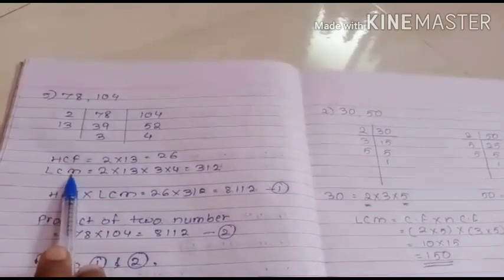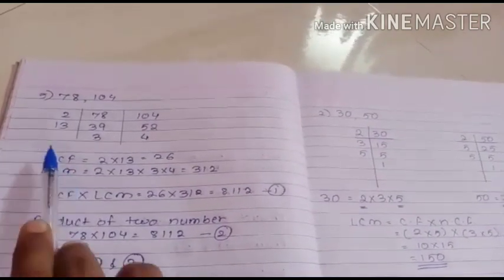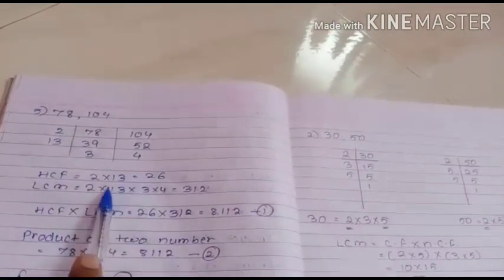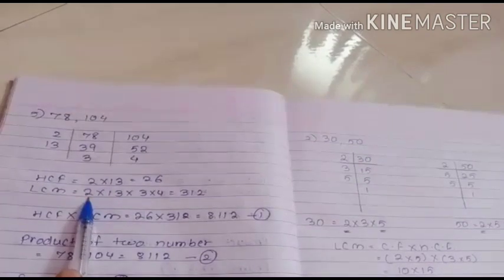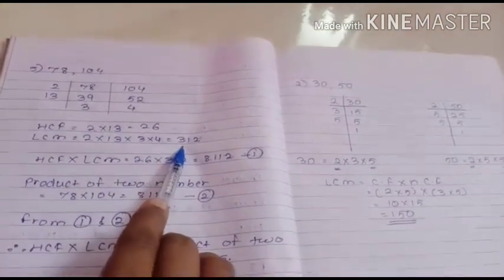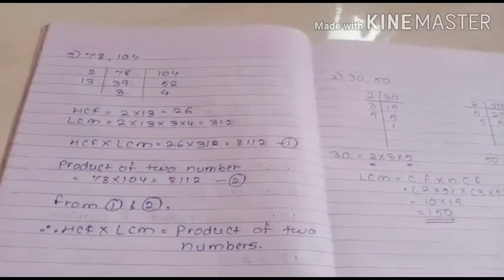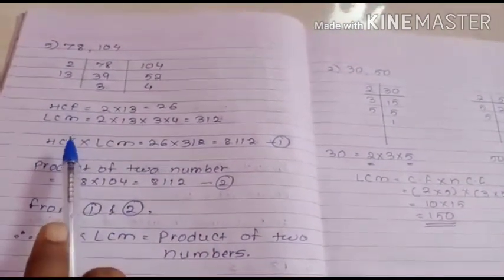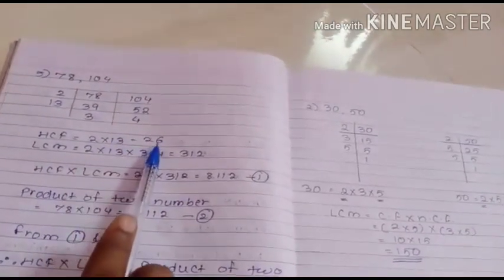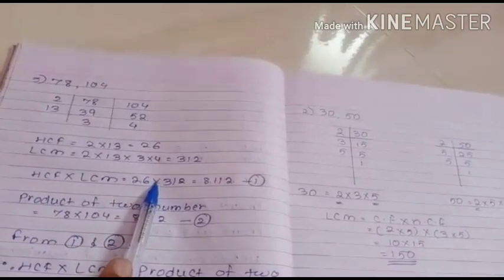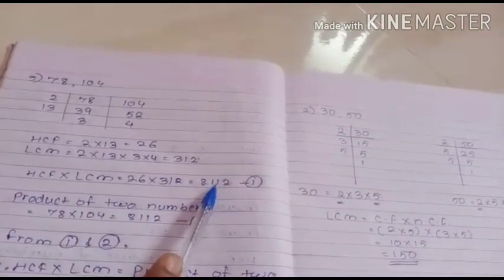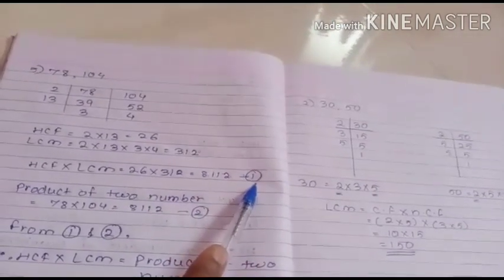And LCM means all the factors. 2 multiplied by 13, 3 multiplied by 4. So which factors will come? 2 multiplied by 13, 3 multiplied by 4 is equal to 312. Now again we have to verify. So the product of SCF and LCM: how much SCF did we get? 26 multiplied by 312. The answer came 8112. Give this as equation number 1.